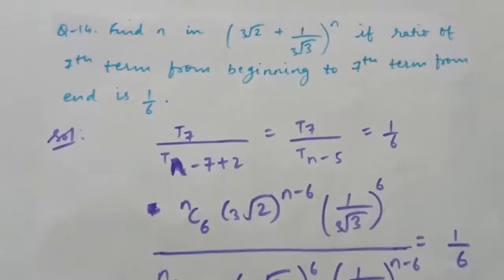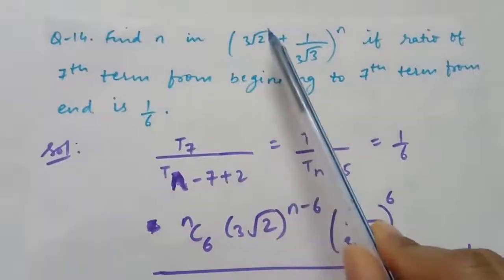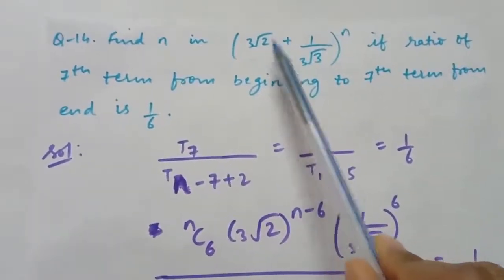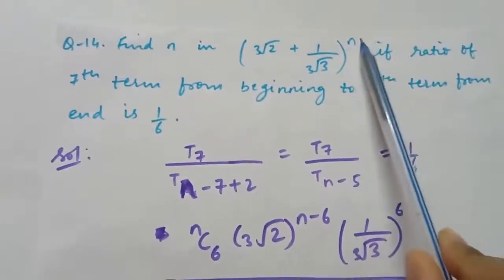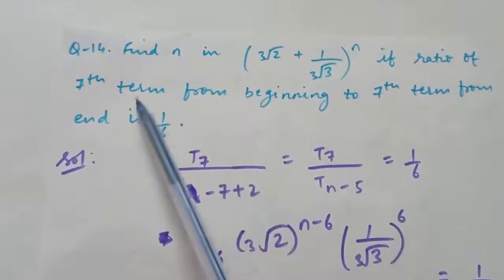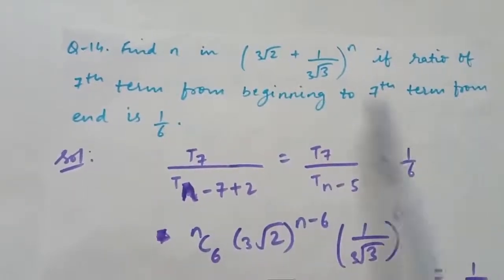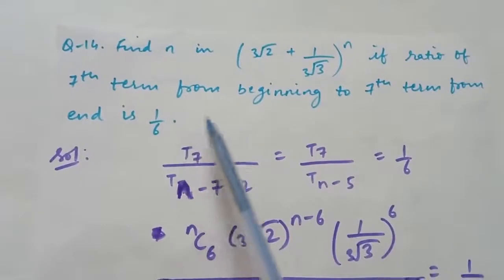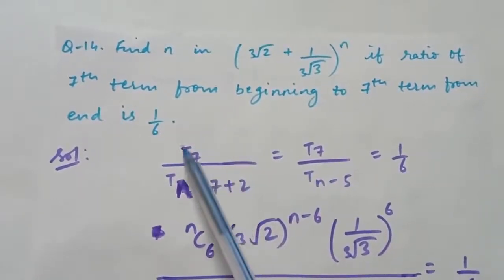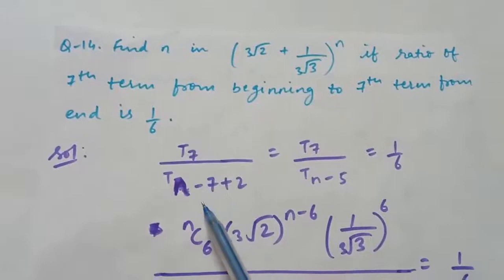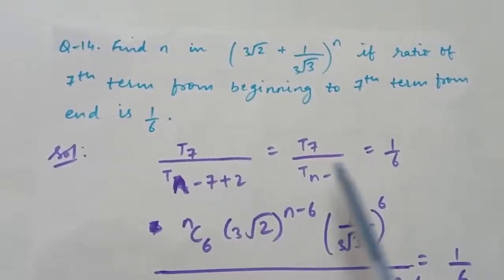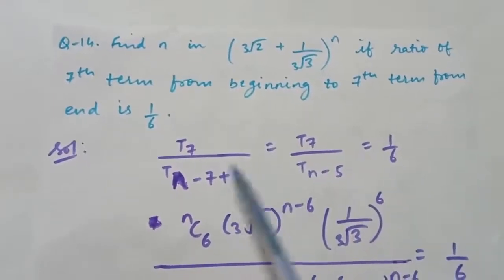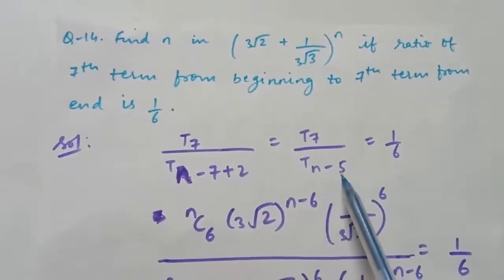Clear? Now question number 14. Find n in cube root of 2 plus 1 upon cube root of 3, whole raised to the power n, if the ratio of the 7th term from the beginning to the 7th term from the end is 1 by 6. So the ratio of the 7th term from the beginning, that is T7, upon the 7th term from the end, that is T n minus 7 plus 2, is given as 1 by 6. Now this is T7 upon T n minus 5.